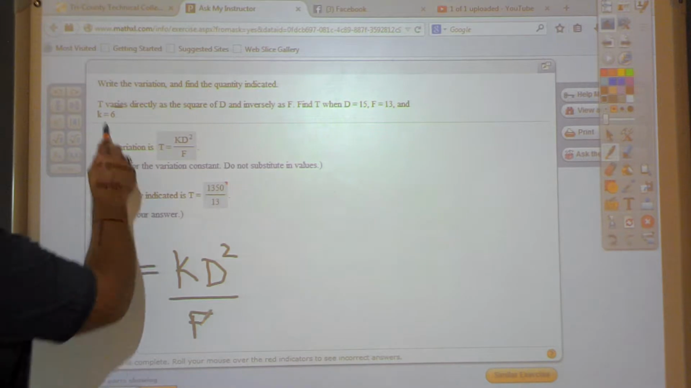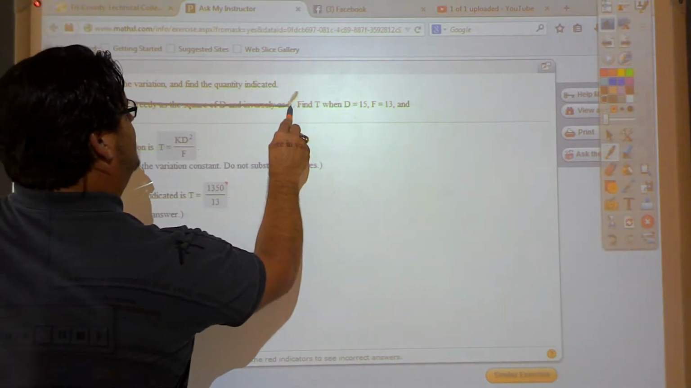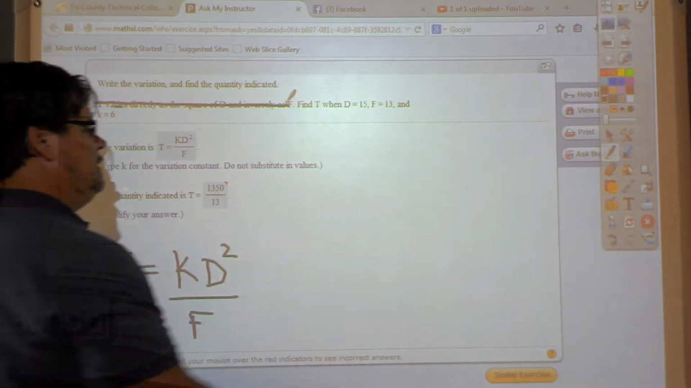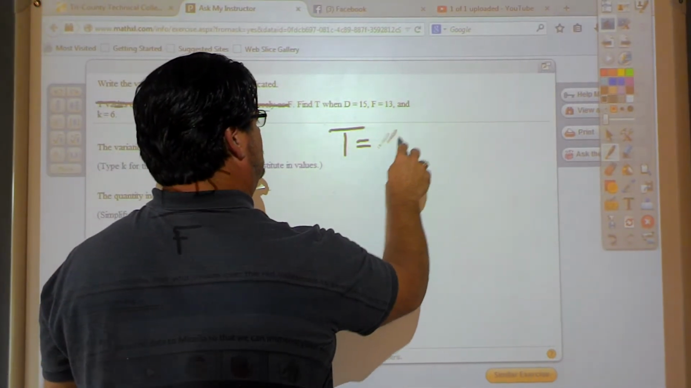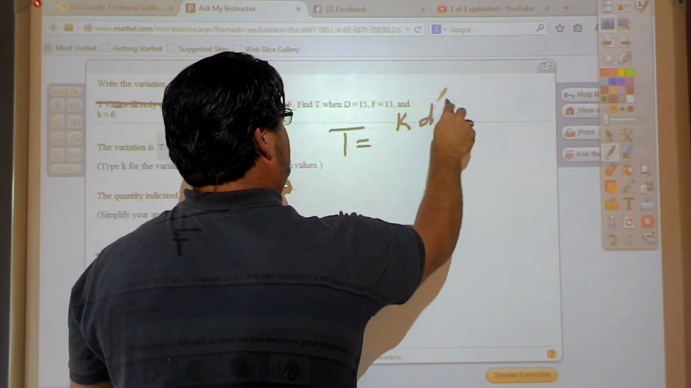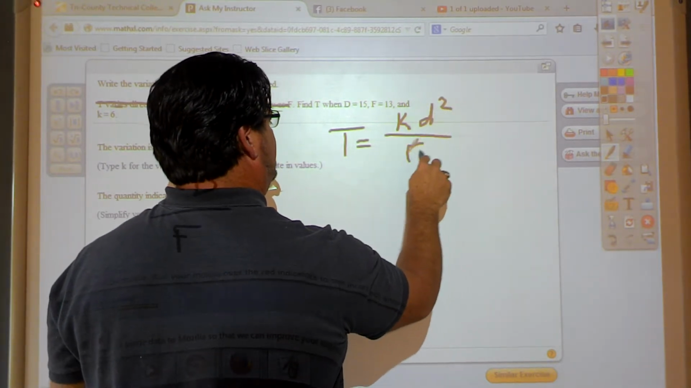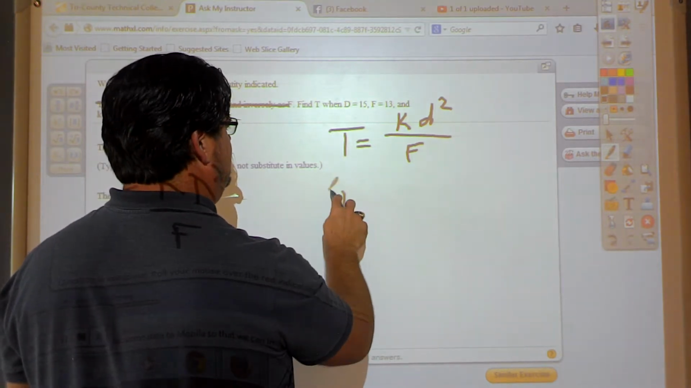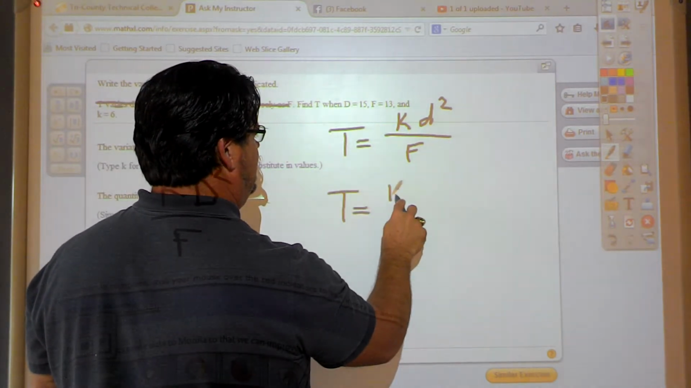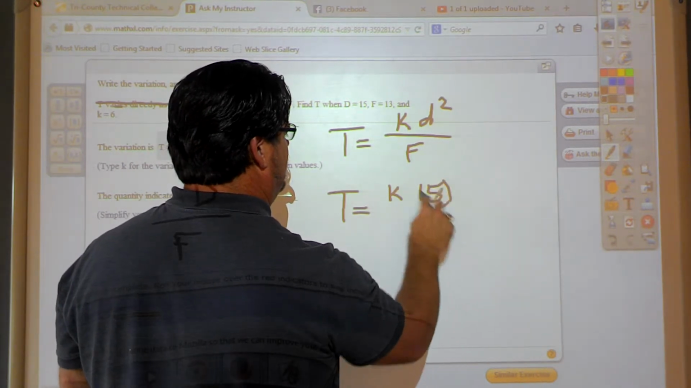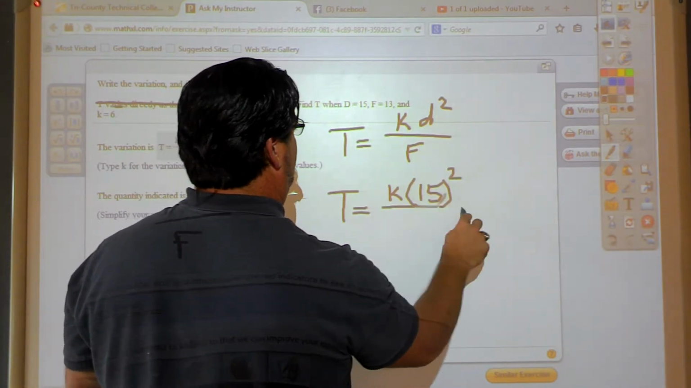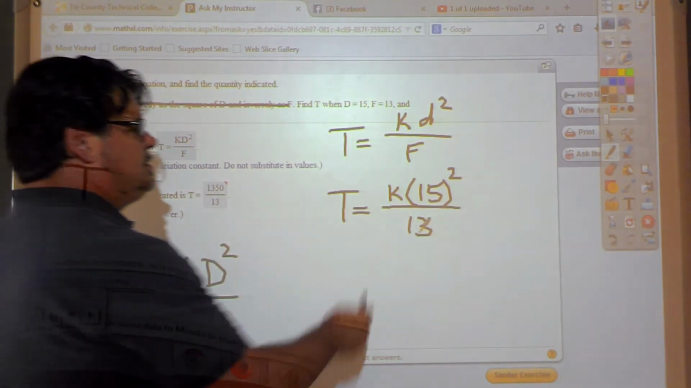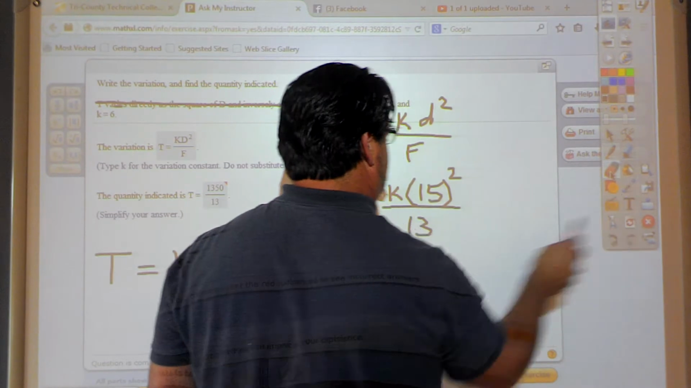Alright, so that's this part. So that's gone. Now we plug and chug. T is equal to k times d squared over f. And now we plug in. D is 15, so t is equal to k times 15 squared over 13. Oh, and k is equal to 6.